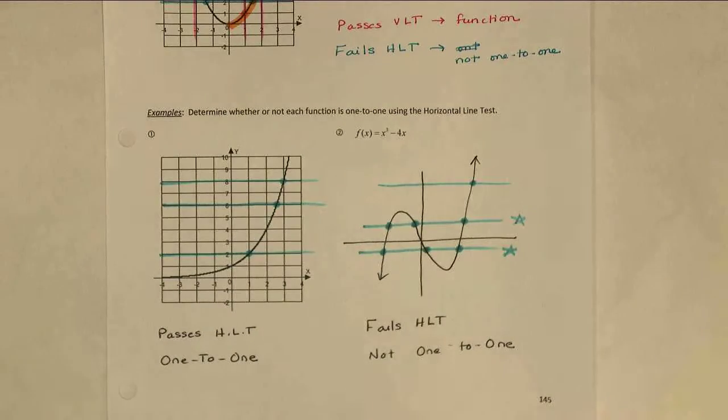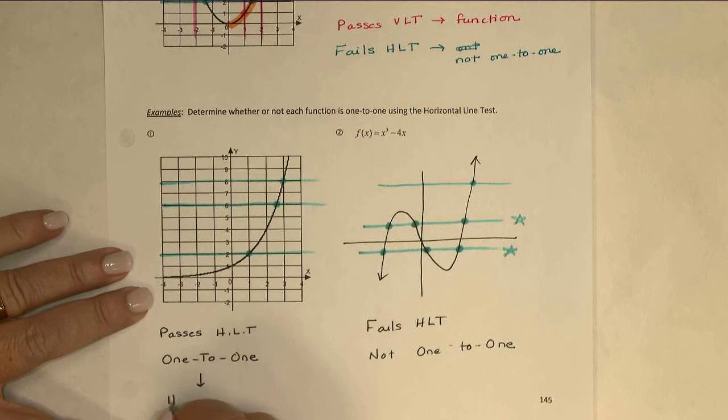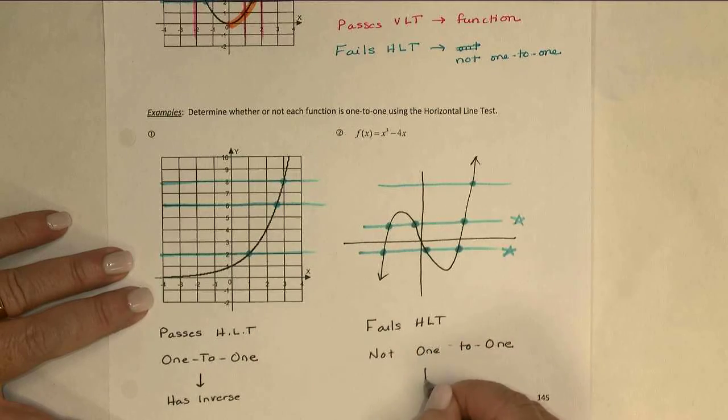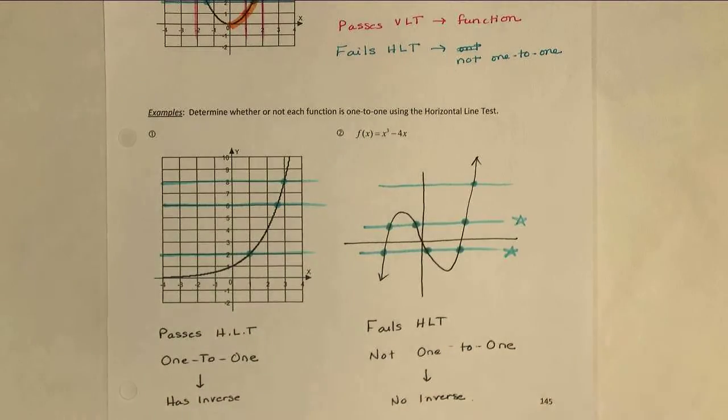Okay. So only one-to-one functions have true inverses. This one's going to have an inverse. This one would not have an inverse. All right. We'll talk about looking at one-to-one functions in a more algebraic way in terms of the actual formula, in more of a symbolic way, in the next section of the video.